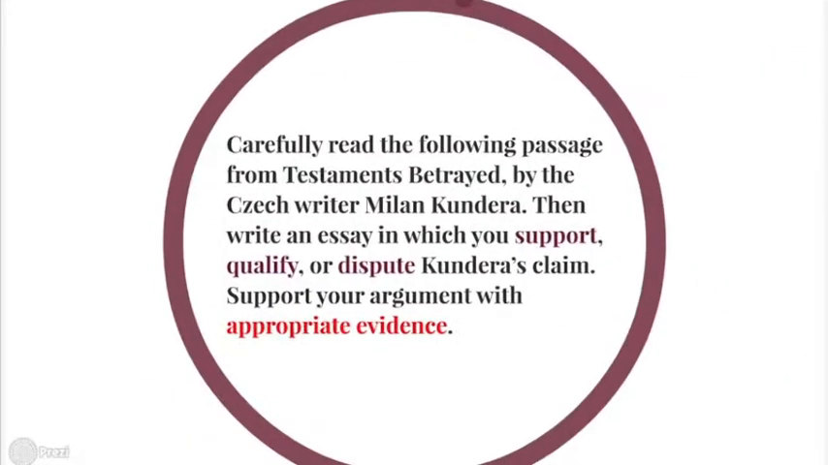is a prompt from 2002, and it says, carefully read the following passage from Testaments Betrayed by Czech writer Milan Kundera. Then write an essay in which you support, qualify, or dispute Kundera's claim. Support your argument with appropriate evidence. Here, I've put in dark red the part about taking a side, and in red the part about evidence. So you're being asked to, and we're going to go through these three options: take a side, use evidence.